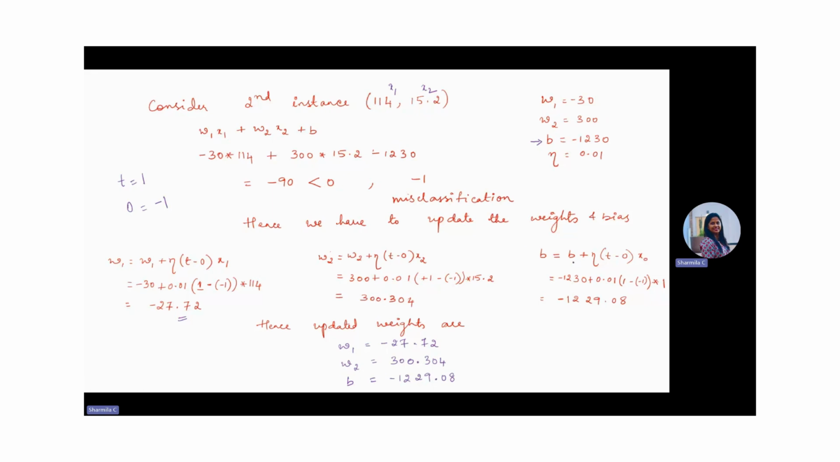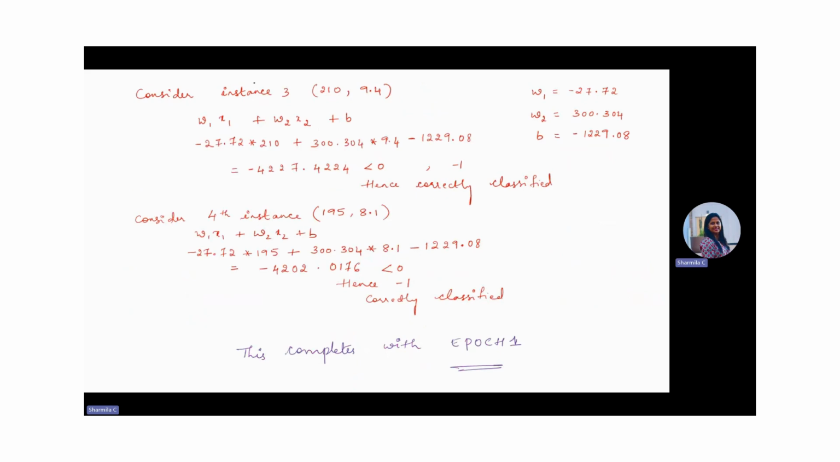Then the bias initial value is -1230 plus the learning rate times (target value minus obtained value) into x naught. X naught is always equal to 1. So these are the new updated weights: W1 with the new weight, W2 with the new weight, and bias with the new weight. Now, when you consider the next instance, you are supposed to consider these new weights, not the old weights. Now consider the third instance with the new weights. So these are your updated weights.